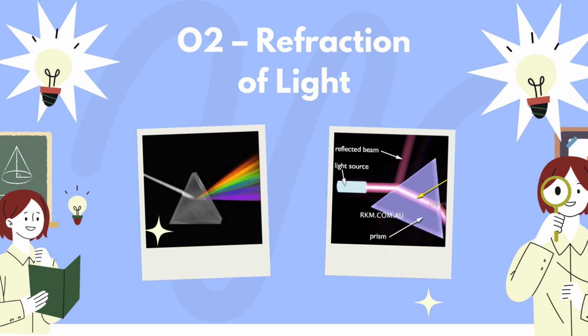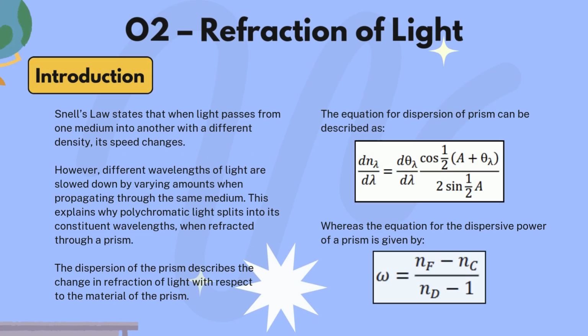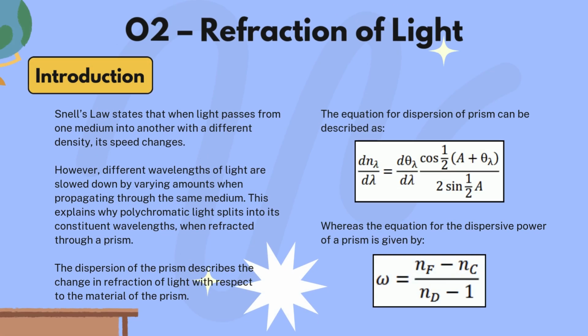Now, let's move on to O2, refraction of light. Snell's law states that when light passes from one medium into another with a different density, its speed changes. However, different wavelengths of light are actually slowed down by varying amounts, even though they are propagating through the same medium. This explains why polychromatic light splits into its constituent wavelengths when refracted through a prism.